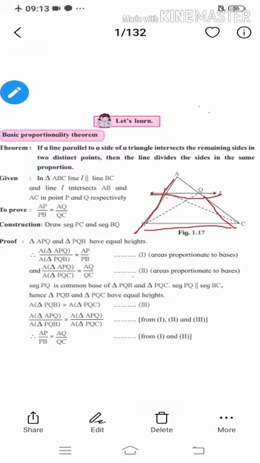For proving this theorem, first we write the given. What is given? In triangle ABC, line L is parallel to line BC, and line L intersects side AB and side AC at two distinct points, that is P and Q respectively.